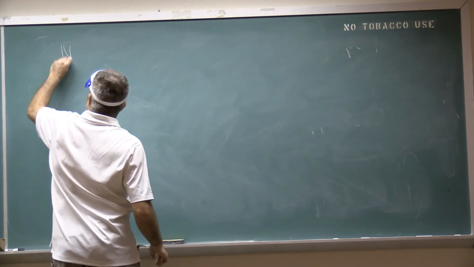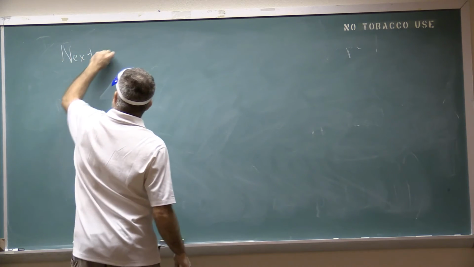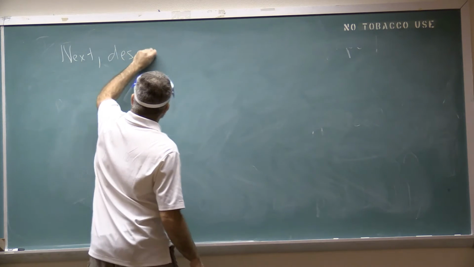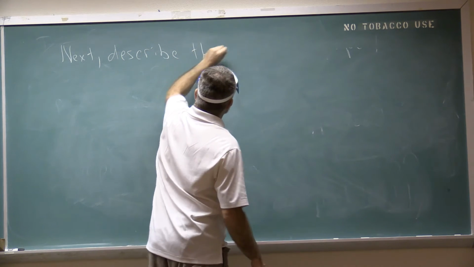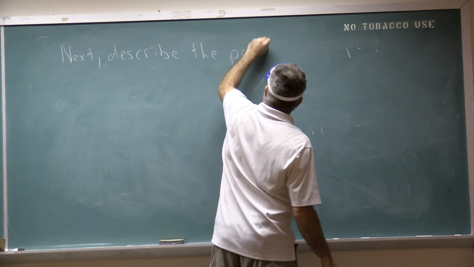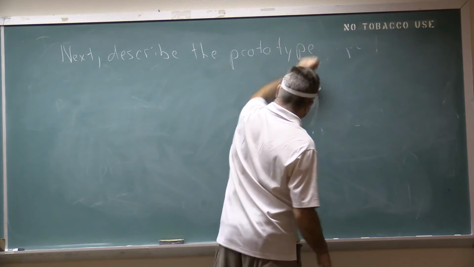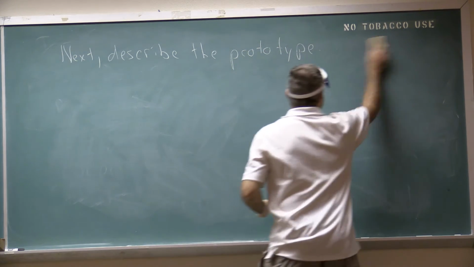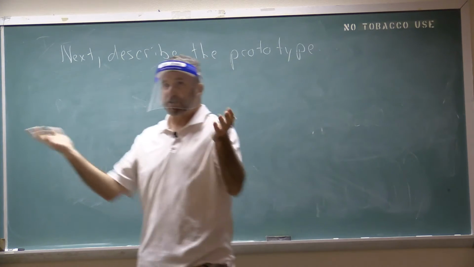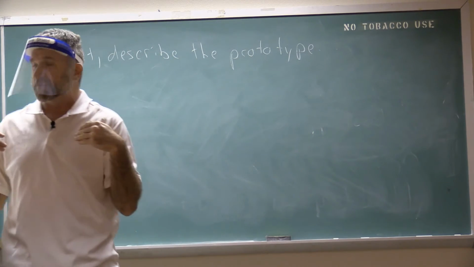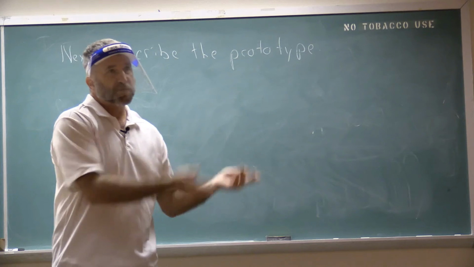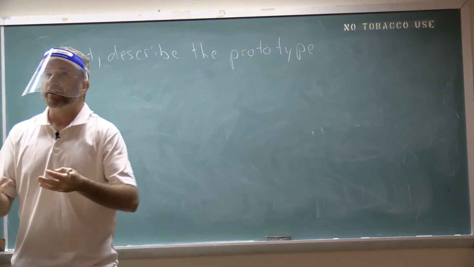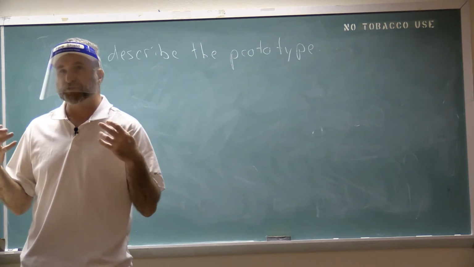And then next, describe the prototype. You're evaluating this prototype, and you should just assume like this prototype was given to you. You may have come up with it, someone else may have come up with it, but you're starting from this thing, and so you obviously have to describe it.